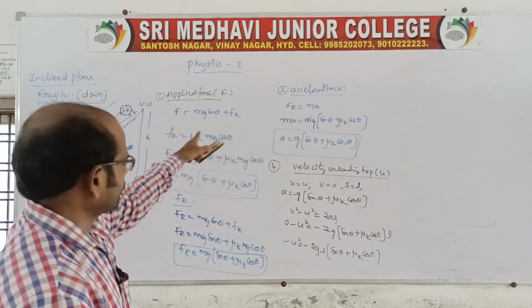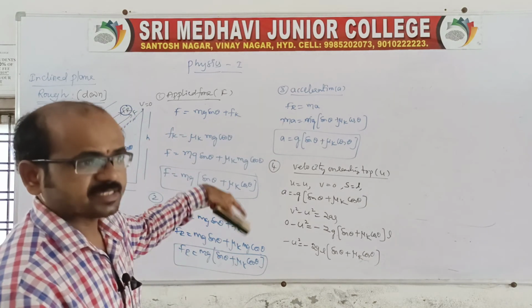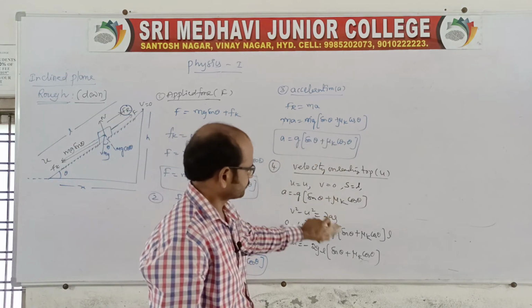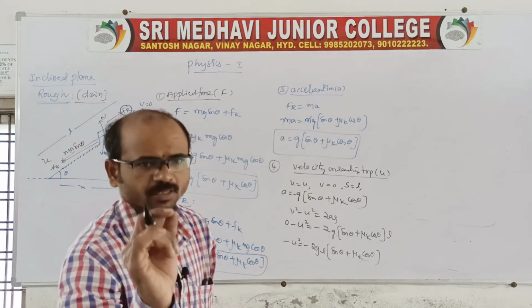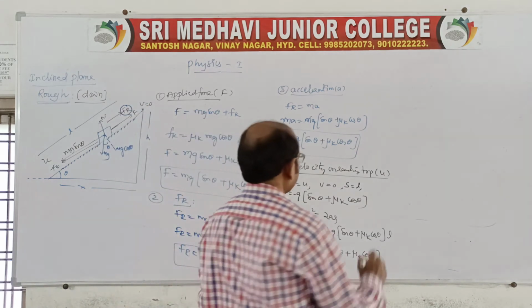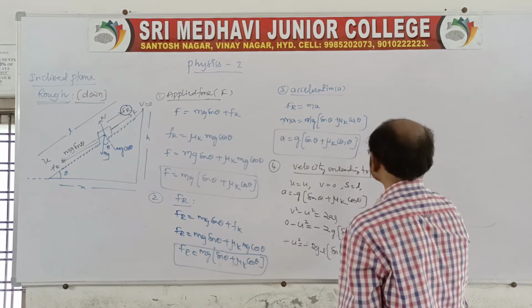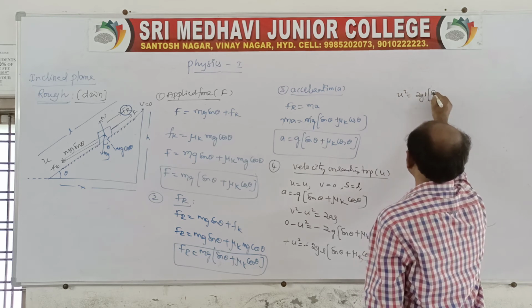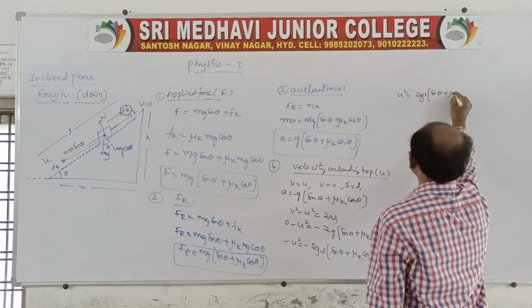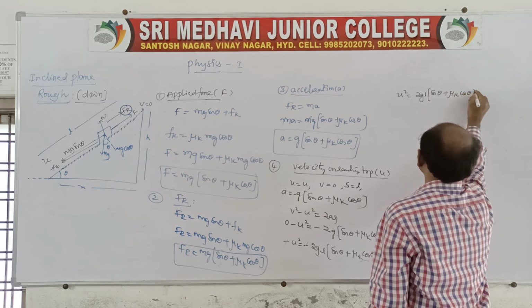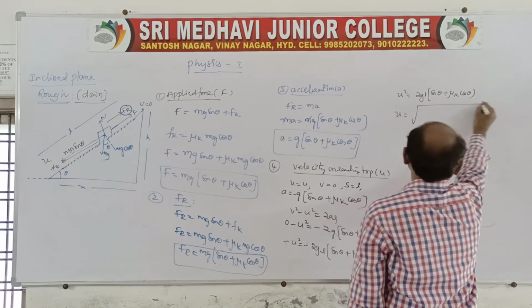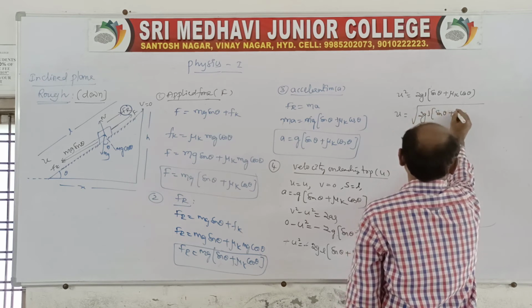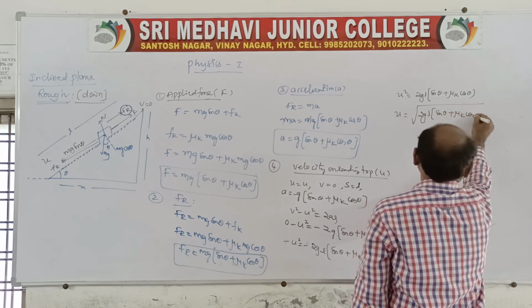So we are getting positives here. In the previous case, when sliding down, instead of this we got a negative. That's it, a simple change. So the minus minus you cancel it. Therefore u square is equal to 2gL within the bracket sin theta plus mu k cos theta. Therefore u is equal to root over 2gL within the bracket sin theta plus mu k cos theta.